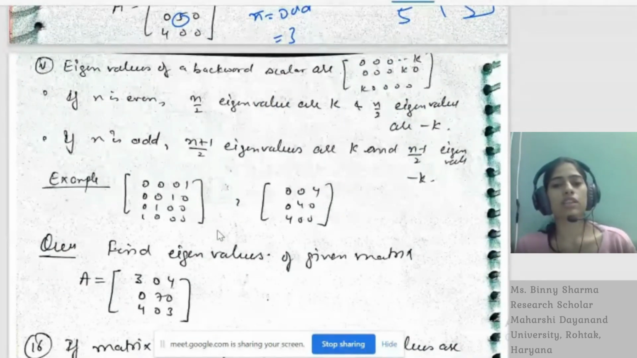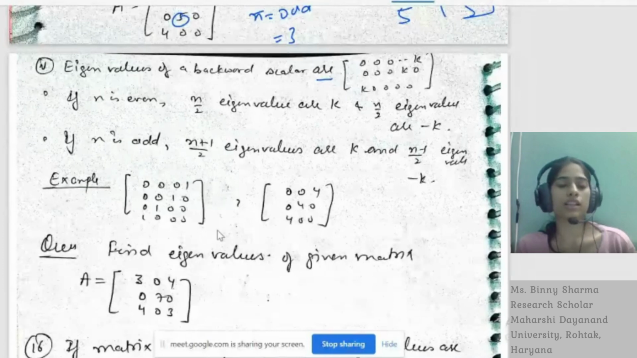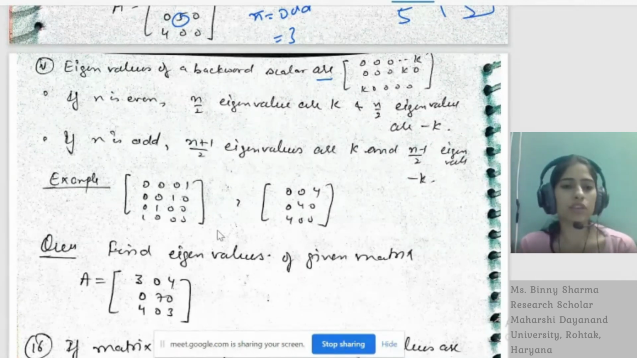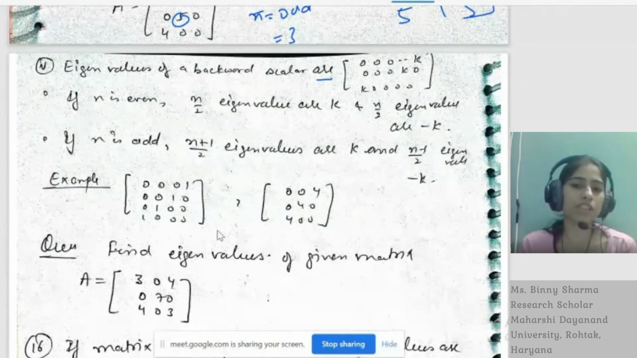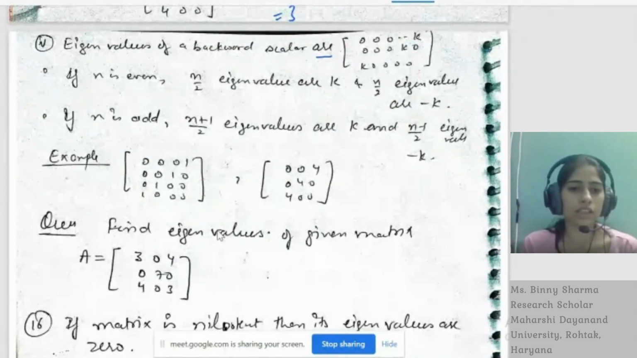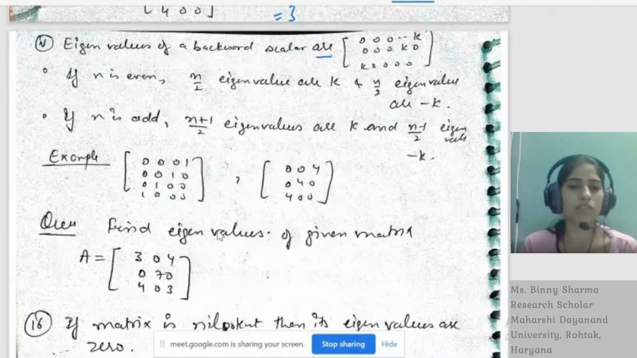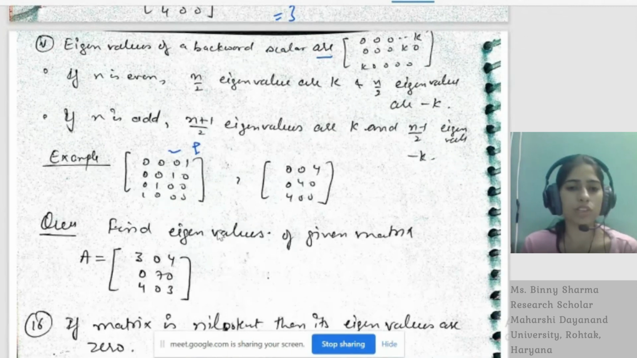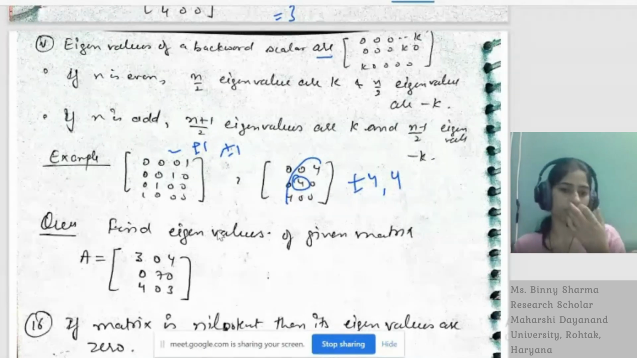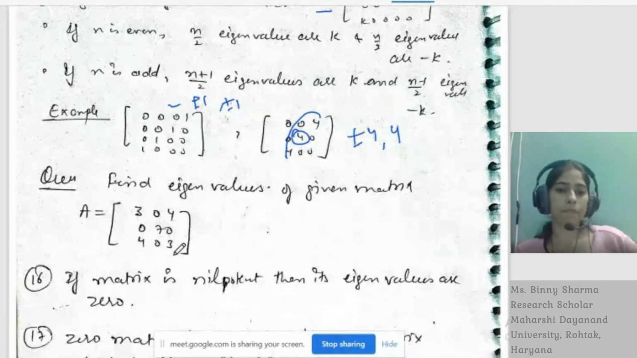Eigenvalues of backward scalar matrices: in this case all backward diagonal elements are k. So in a similar way we can find the eigenvalues of a backward scalar matrix as for the backward diagonal matrix. For example, 0 0 1 is a backward scalar matrix, so its eigenvalues will be plus minus 1 and plus minus 1, and in this case plus minus 4 and 4 as it is, and the product of these, plus minus under root.